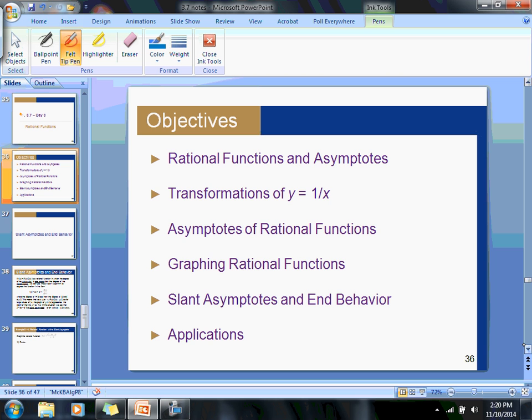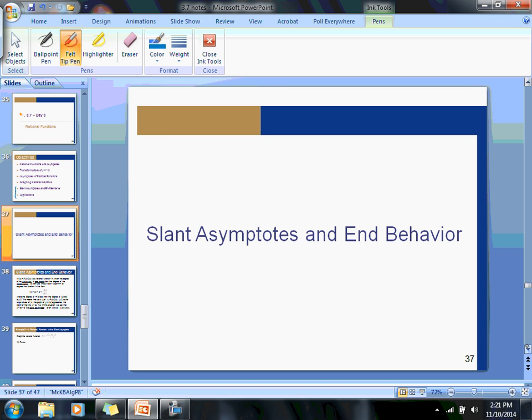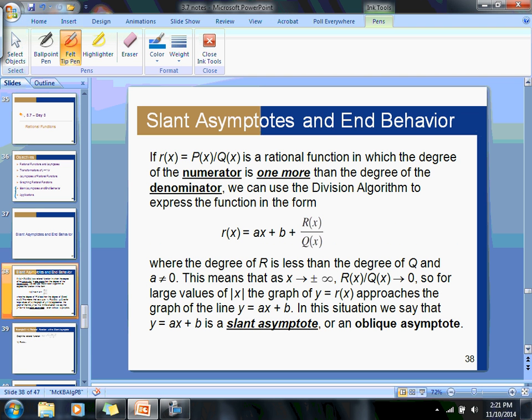And today we're going to talk about one more characteristic of the rational functions, and that is the slant asymptote. Basically, a rational function that has a degree of the numerator that's one more than the degree of the denominator can be divided using either long or synthetic division. And what that is going to tell us is basically going to be the slant asymptote.